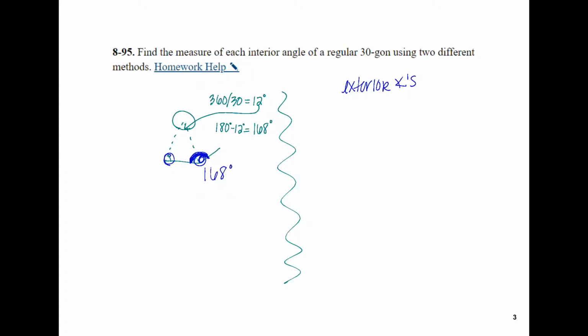The other way I can find the interior angle of a polygon is by looking at my exterior angles. I know the exterior angles always equal 360 degrees no matter how many sides my polygon has. So I can take 360 degrees, divide that by 30, and I know that my shape has an exterior angle of 12 degrees. I then know that these form a straight line, so my interior angle and my exterior angle. So I can take 180, subtract 12 from that, and I get my interior angle is also 168 degrees.